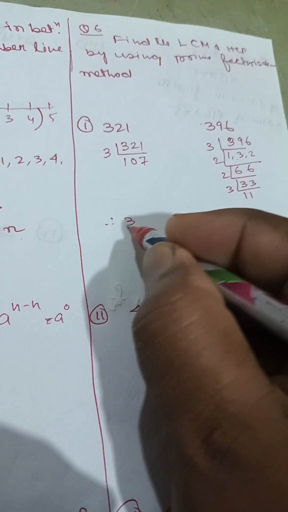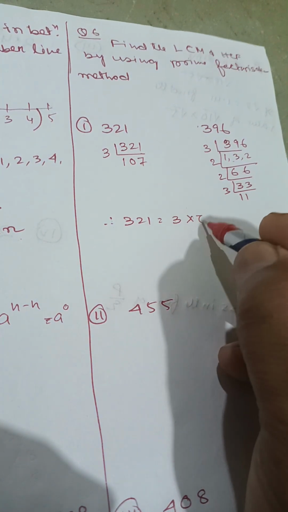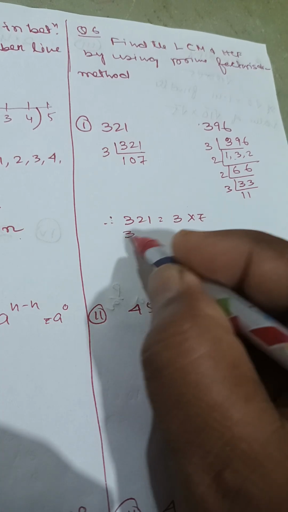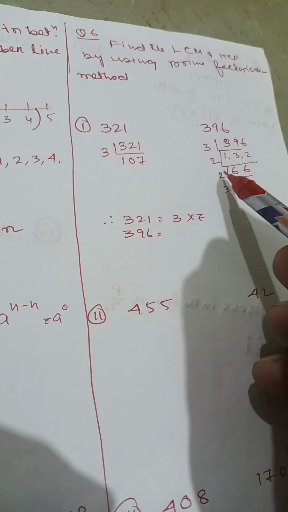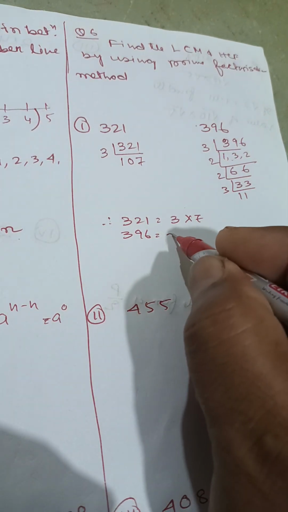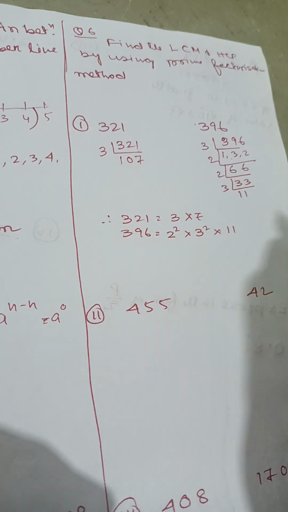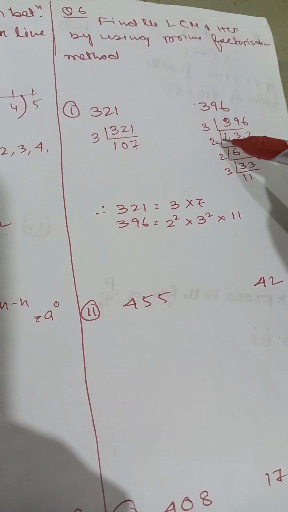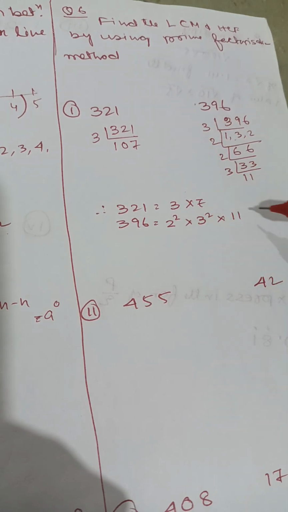Therefore you write 3 to 1 can be written as 3 into 7, and 396 can be written as, you see how many 3s are there? 2. How many 2s are there? 2. So you write 2 square into 3 square into 11. Okay, you see 2 can be written as 2 square, 3 can be written as 3 square into 11.